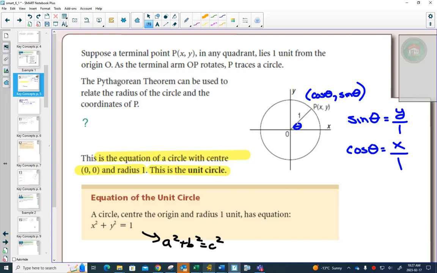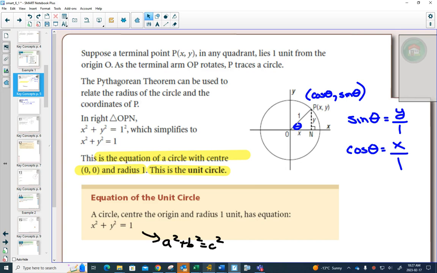Because if I draw a triangle, when I draw this triangle back to the nearest x-axis, can you see that you make a right angle triangle where one side is x, one side is y, and since my radius is 1, the hypotenuse is 1. Can you see then, if you did a squared plus b squared equals c squared, you would get x squared plus y squared equals 1 squared, or the equation of a circle is x squared plus y squared equals 1.